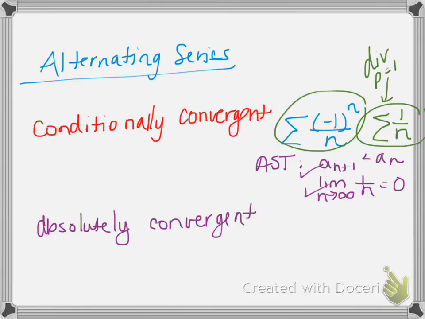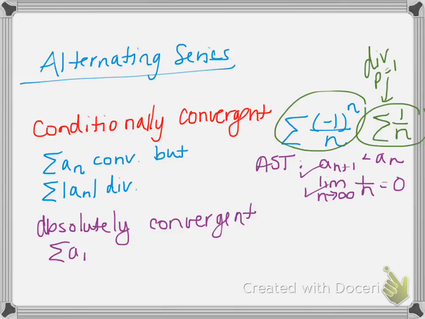The actual rule is that the sum converges, but when you take the absolute value of the terms, and we actually take the absolute value before we take the sum, like this right here, it diverges. So you just have to check and see: do the positives converge, and do the positives and the negatives converge? Absolutely convergent means that a_n converges, and when I take the absolute value of it, meaning get rid of the negatives, it also converges.